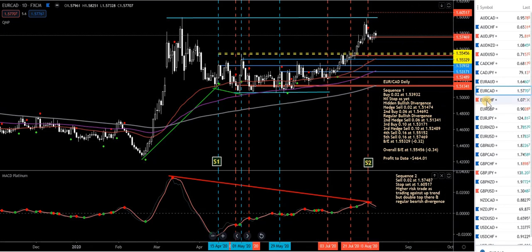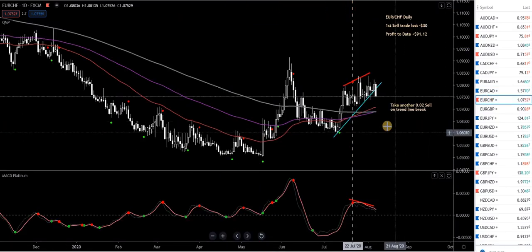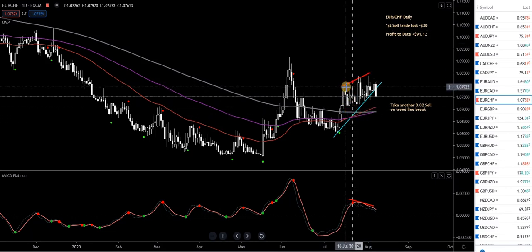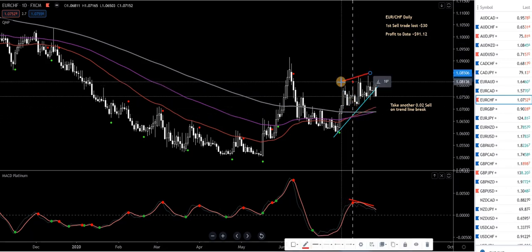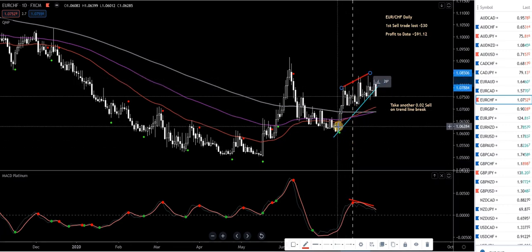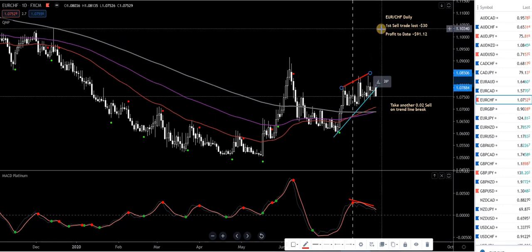All right, now we'll switch over to the Euro Swiss. I've had a first sell trade in here. You can see there's a red QMP filter dot underneath that trend line. It's still valid. I was stopped out and took a loss of $30.